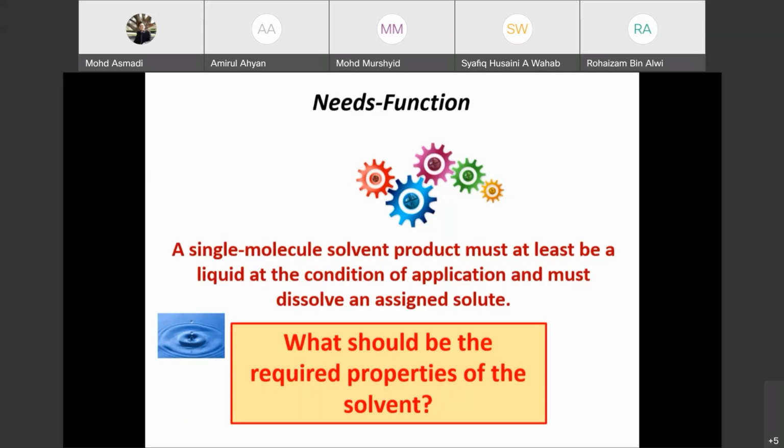One of them, if we look here, is the single molecule solvent product must at least be a liquid at the condition of the application, because we rarely use something that is not liquid. And then when you mix, it must dissolve and be homogeneous. Those are the conditions. So when you mix, it must be homogeneous, not two phases, it must be a single phase. That is what you need to know.